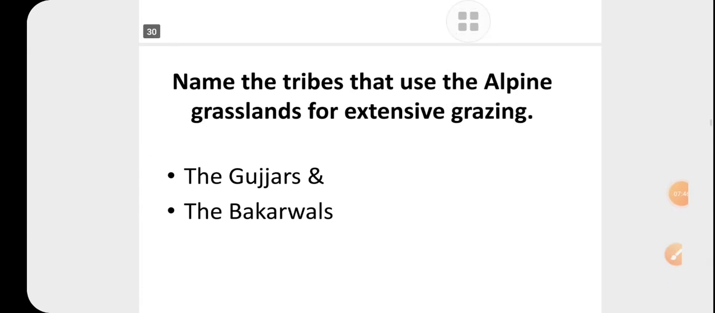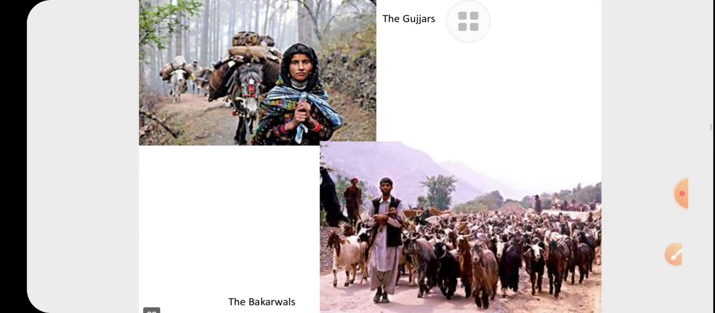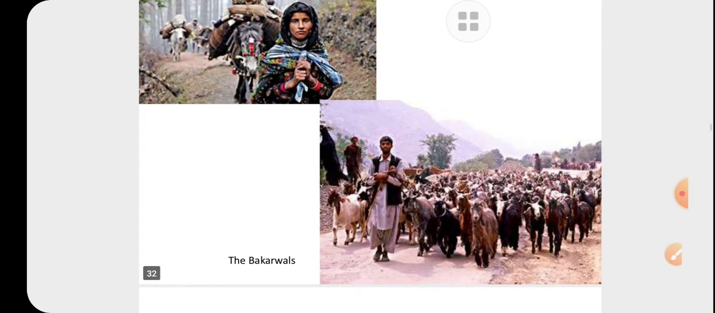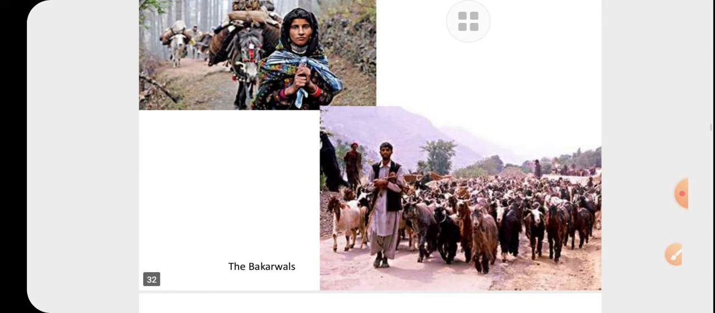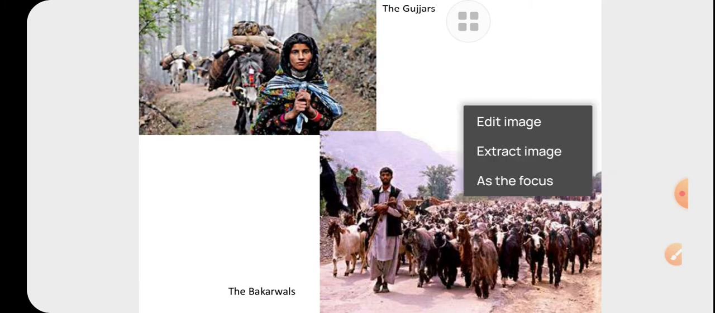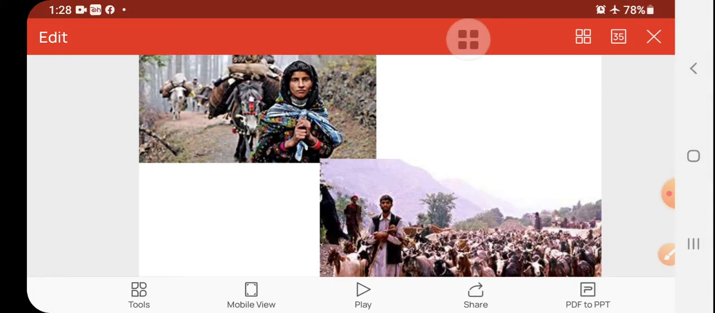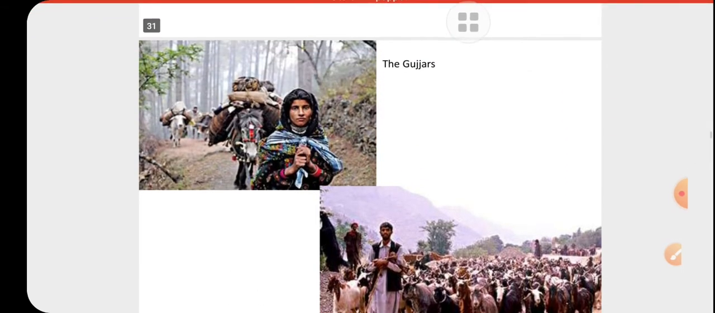When we talk about the tribes which live in this region, they are like Gujjars and Bakarwals. They are found in Jammu and Kashmir. You can see, like in the northern plain, we basically call them Banjaras, because sometimes they live with their animals, or their herds, and because of the survival of their animals, they shift from one place to another.